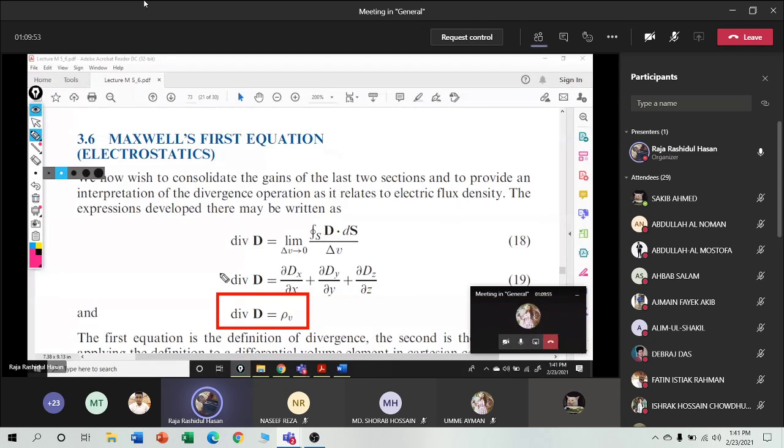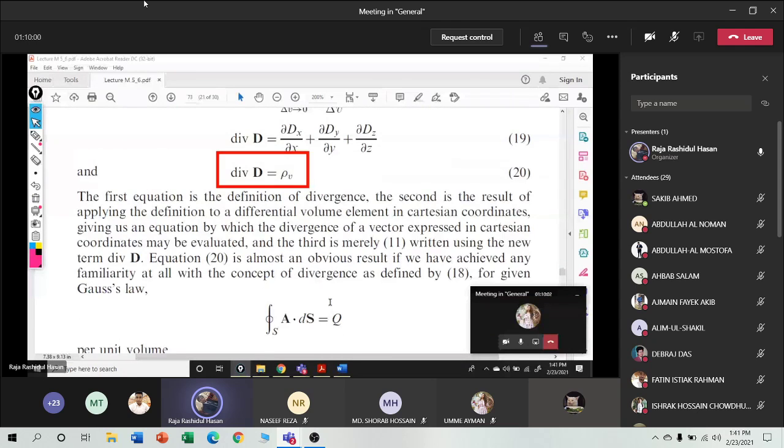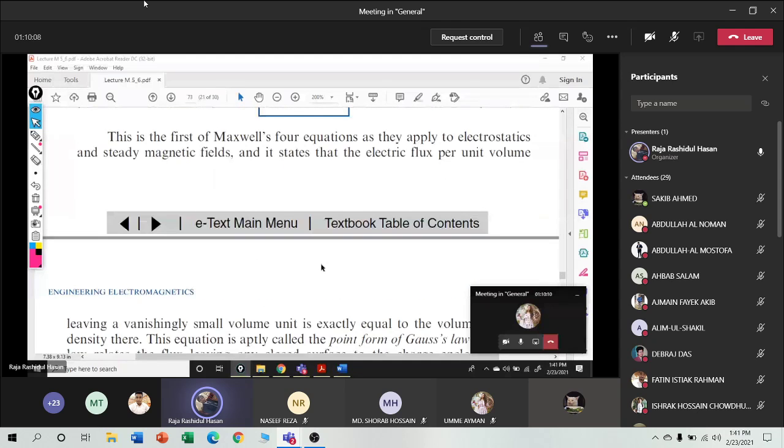Done? Yes, sir. So sometime, if suppose you have the viva, I can ask you what is Maxwell's first equation. So you have to tell. Okay, remember.